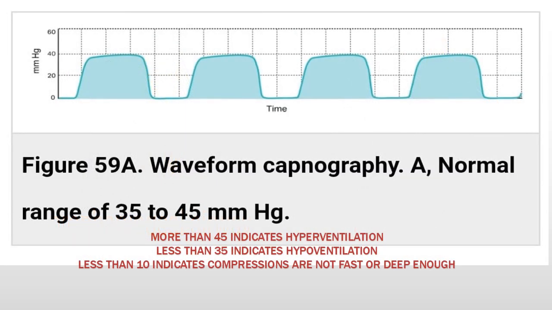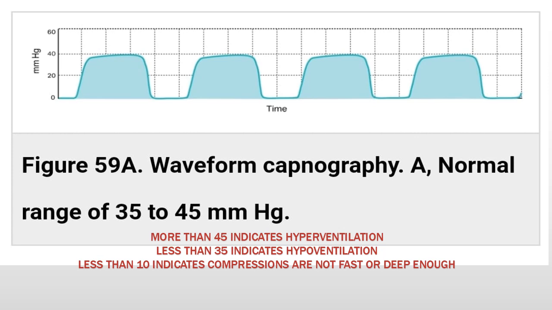This is a normal waveform capnography shown in the picture. The normal range is 35 to 45 millimeter of mercury. If your waveform is above 45 millimeter of mercury, it means you are hyperventilating the patient and the patient is washing off more carbon dioxide from the body. And if the waveform is less than 35, then it means you are hypoventilating the patient and there is accumulation of carbon dioxide inside the body.